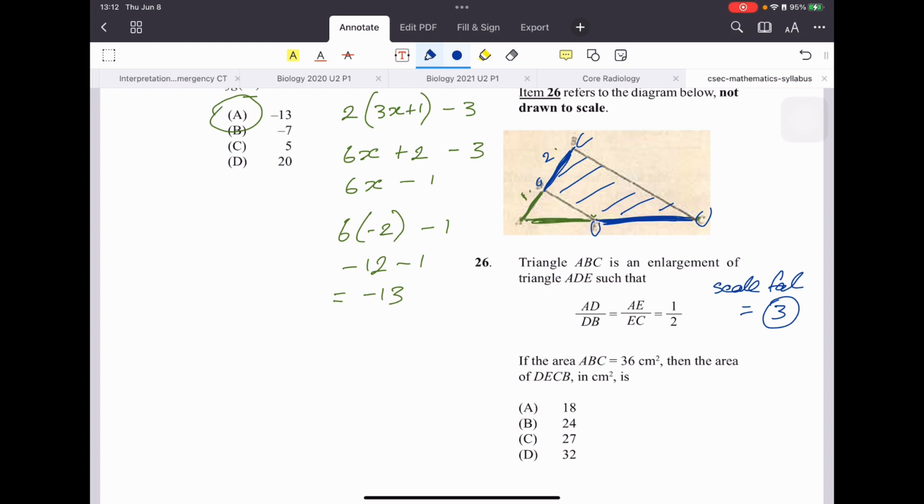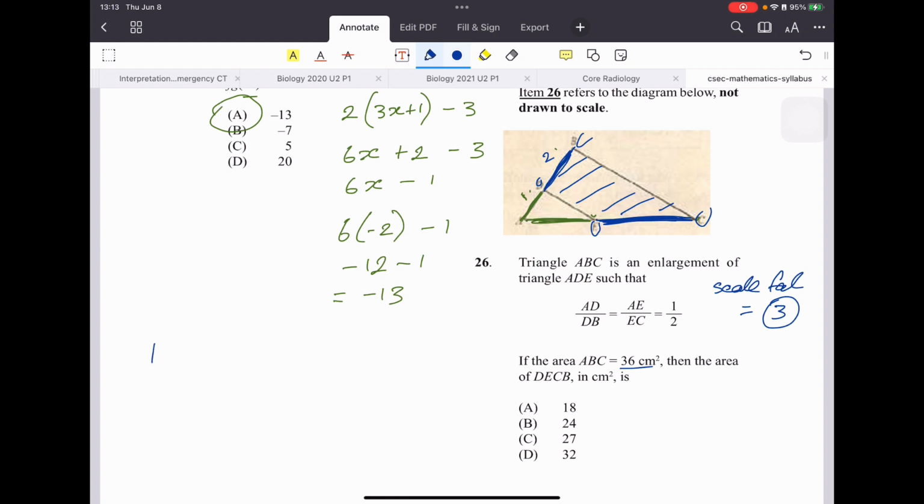Alright, so they give us the area of the big triangle, which is 36 cm squared. And to find the area of the small triangle, we need to divide by the square of the scale factor. Okay, it's not just dividing by the scale factor, you have to divide by the square of the scale factor. Let me explain, just so that you will not have any trouble with the rest of the enlargement questions.